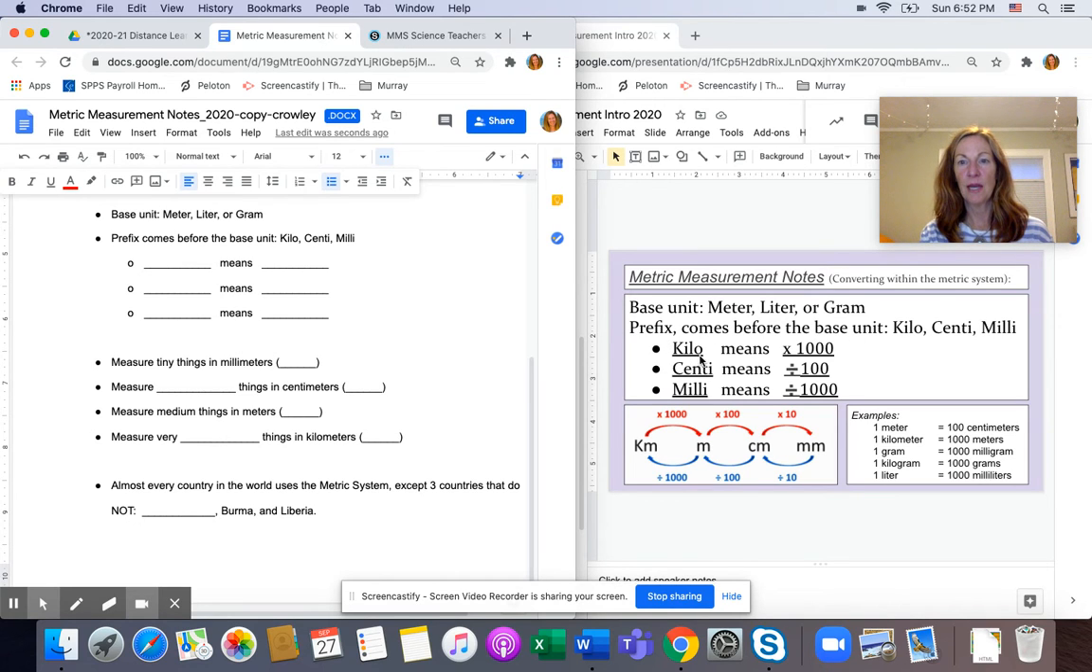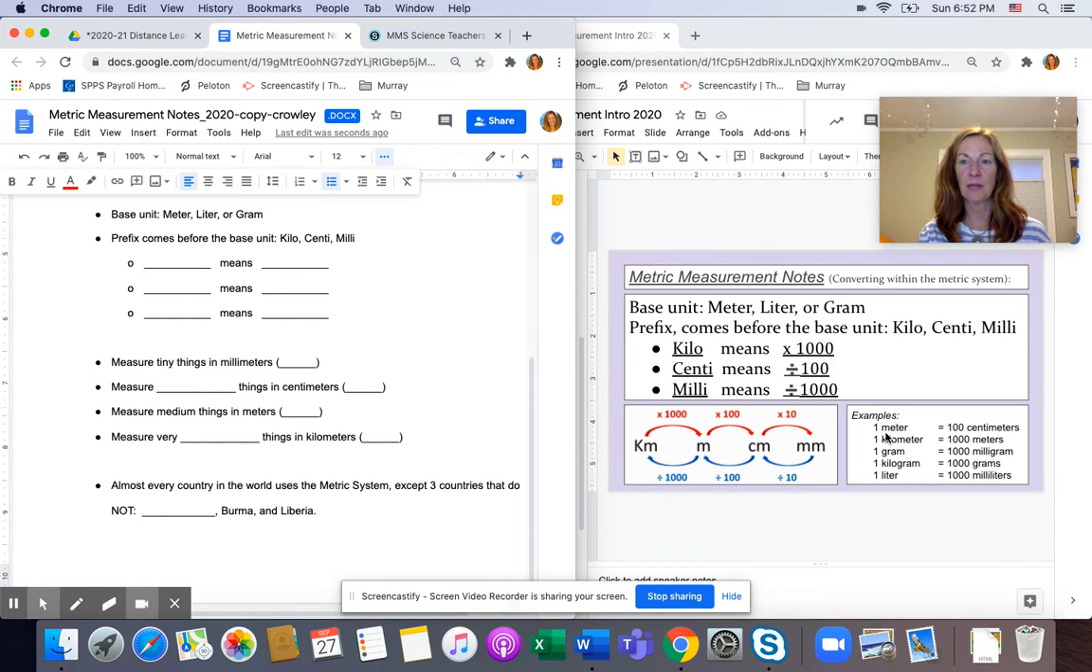So kilo is times 1,000. Centi is divided by 100. And milli is divided by 1,000 because milli means very small. Centi is a little bit smaller, and then kilo is big. That's why it's multiplying. So here you can see to go from a millimeter to a centimeter, you multiply by 10. To go from centimeter to meters, it's 100, and then meters to kilometers, it is 1,000. You do not have to memorize this. It's just to get the idea that it's based on units of 10.